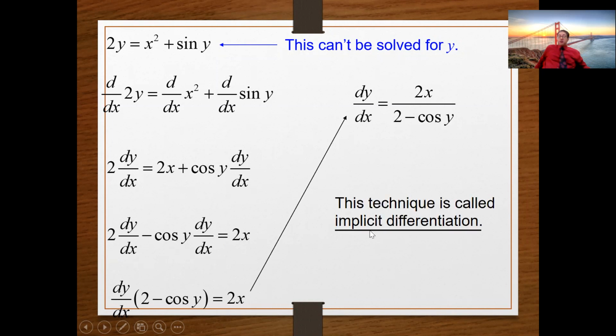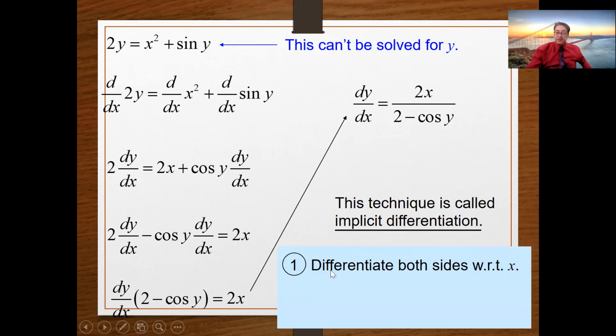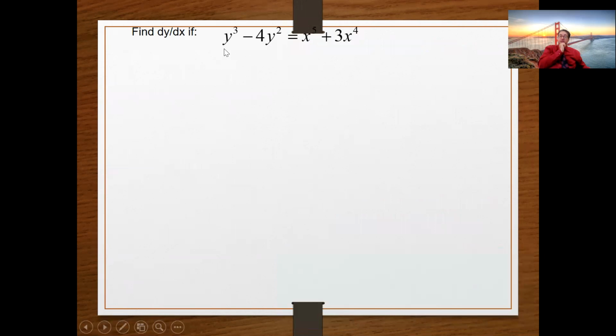What is this technique called? Implicit differentiation, as it is. Solve as it is. What does the word as it is mean? Implicit differentiation. Differentiate each side, differentiate each term in both sides, and then solve for dy over dx. Is it hard for us?